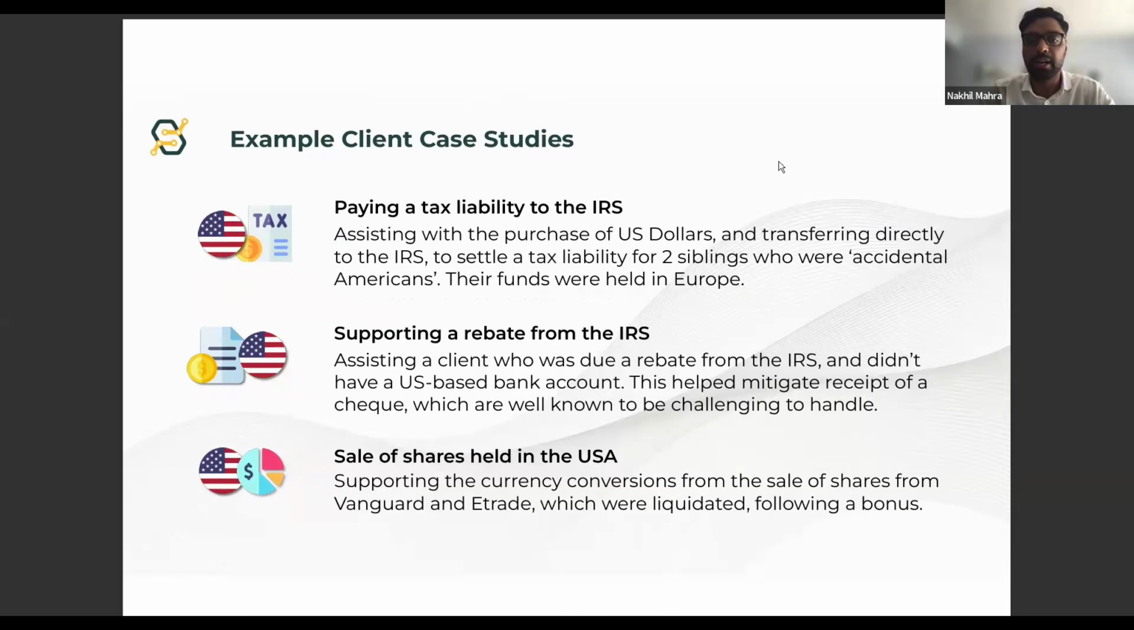And a few more. We can send and receive funds from the IRS. Obviously in the US, even if you leave, you're still liable for your taxes out there, so we can help both send and receive rebates from the IRS. Should anyone have any exposure there, that's something we can assist with, and we do it on a regular basis. And lastly, sale of shares held in the USA. If you have investments in the US and you've sold shares that you currently hold in US dollars that you want to repatriate to the UK, the EU, or somewhere in Asia, again, we can receive the dollars, convert them on, and then send them to you as well.